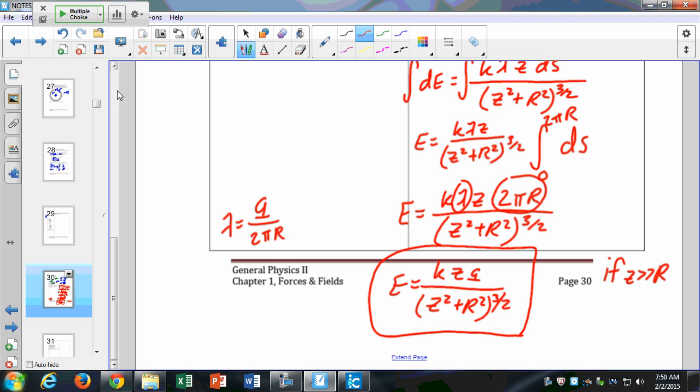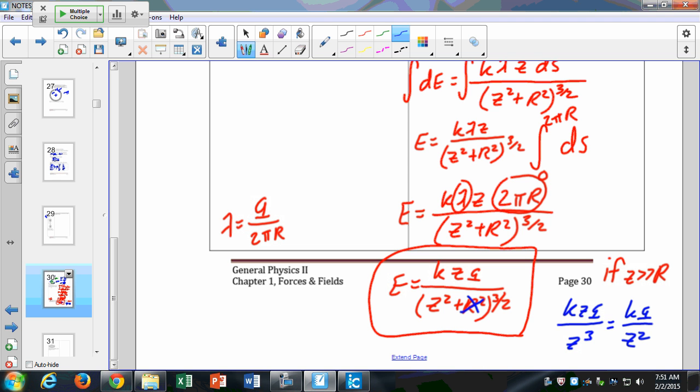You follow what I mean by that? If z is much, much bigger than r, what happens there is this r squared becomes irrelevant. It basically goes to 0. We can think about it in that way. And I'm left with kzq over z cubed. Z squared to the 3/2 is z cubed, which is just kq over z squared. Alright, so if z is much, much bigger than r, our electric field looks like this.